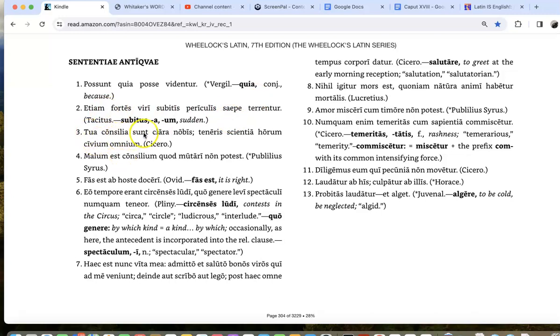Next, by Cicero: Tenes tua consilia, sunt clara nobis, tenere scientiae horum civium omnium. This one also is going to require some sleuthing or looking up of vocabulary words. We need to be able to recognize this as a neuter noun. We have the verb in the plural, and then we have some dative. This one's going to be really tricky if you don't know the vocab, so you're going to have to take the time to look up the vocab. Once you do that, you'll have something like this. Your plans are clear to us.